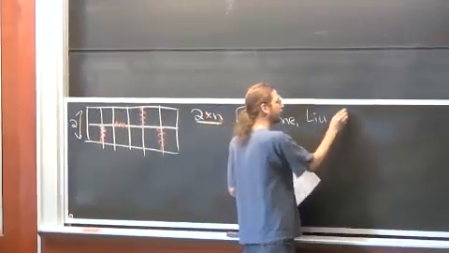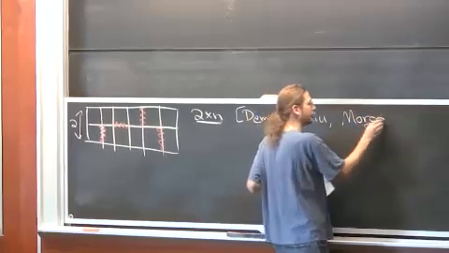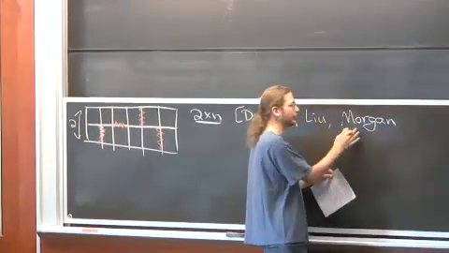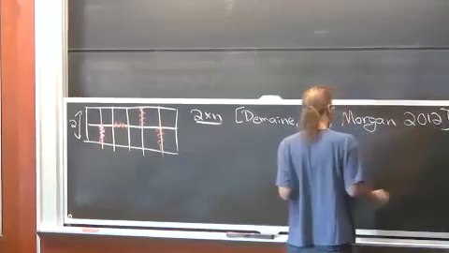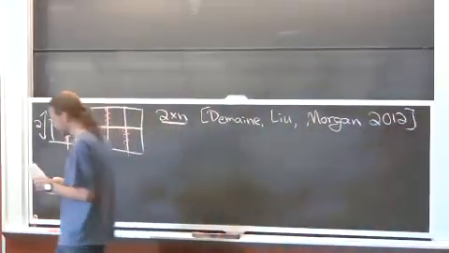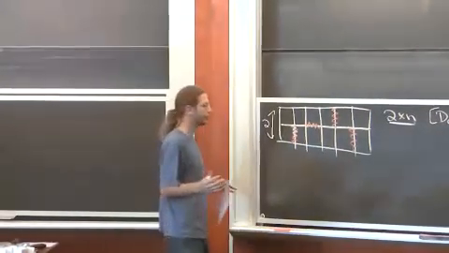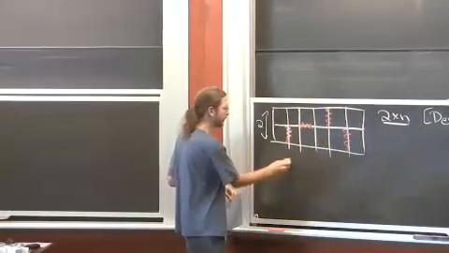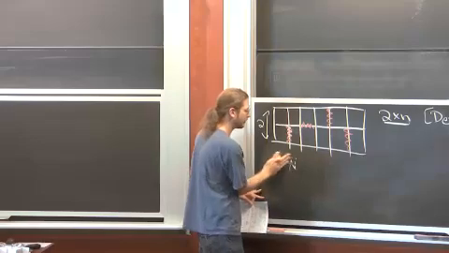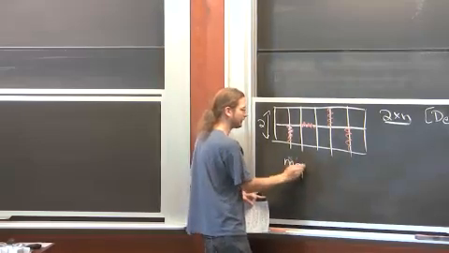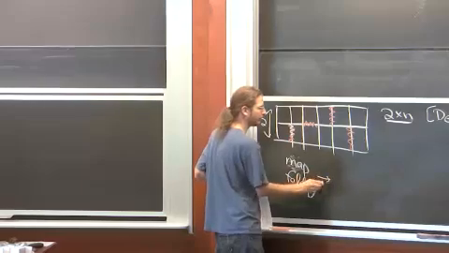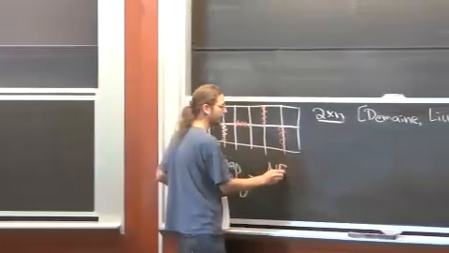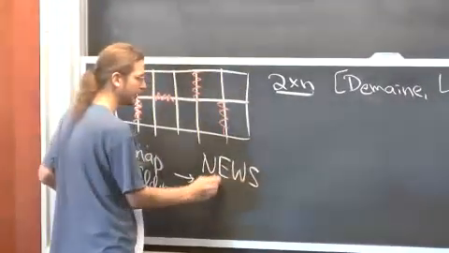This is based on a class project in this class from 2 years ago by Erik and Tom Morgan, but the paper got finished this year. So it's based on a series of reductions. On the one hand, we're going to start with map folding on the left. We're going to convert map folding into a different representation, which is NEWS labeling.